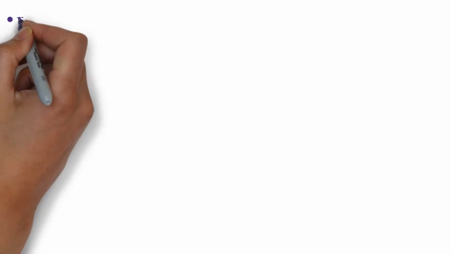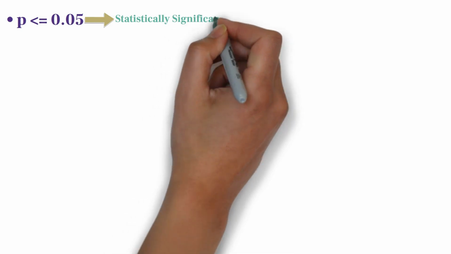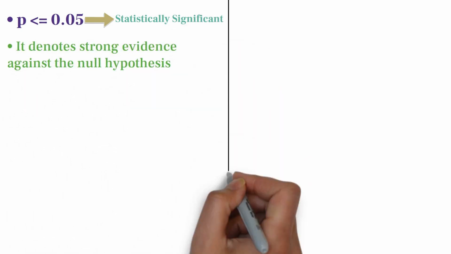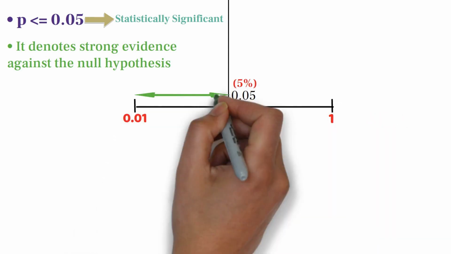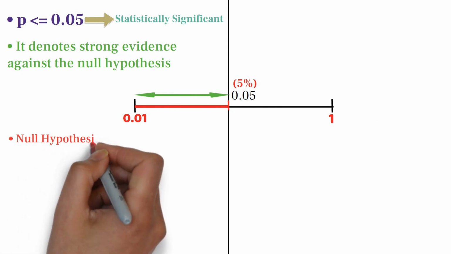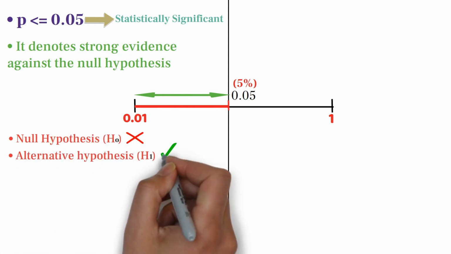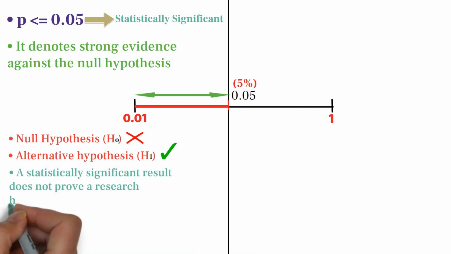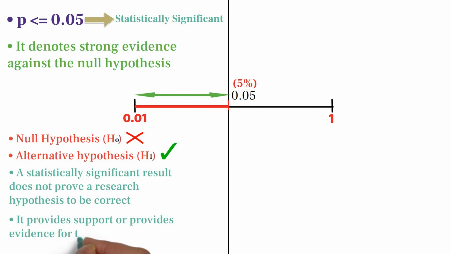A p-value less than or equal to 0.05 is considered statistically significant. It denotes strong evidence against the null hypothesis. Since there is below 5% probability of the null being correct, we reject the null hypothesis and accept the alternate hypothesis. However, a statistically significant result does not prove a research hypothesis to be correct. Instead, it provides support or evidence for the hypothesis.